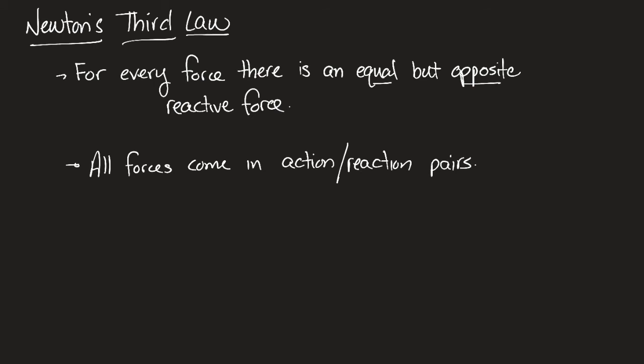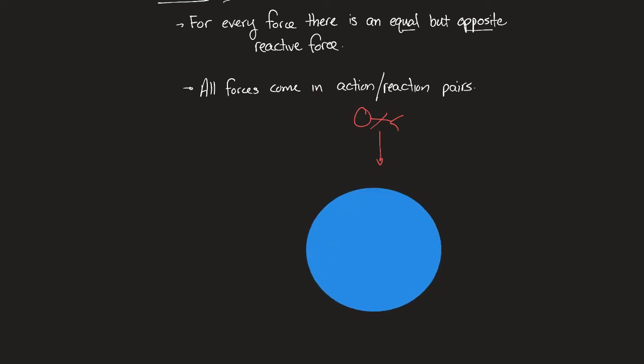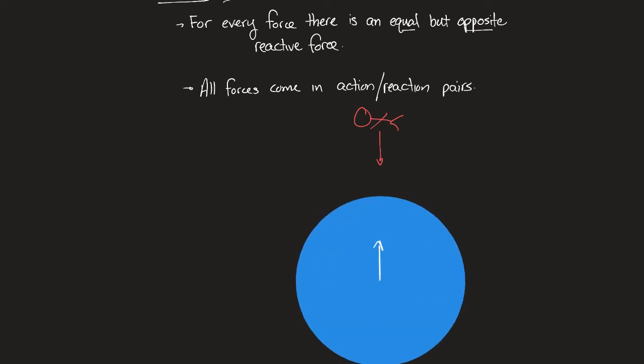Maybe the more obvious example is weight. For the whole semester so far, we've talked about it acting only on one person. But the truth is, there is a reactive pair here, and the reactive pair has always been and will continue to be the Earth. So although you experience mg downwards, the Earth experiences an equal force upwards.